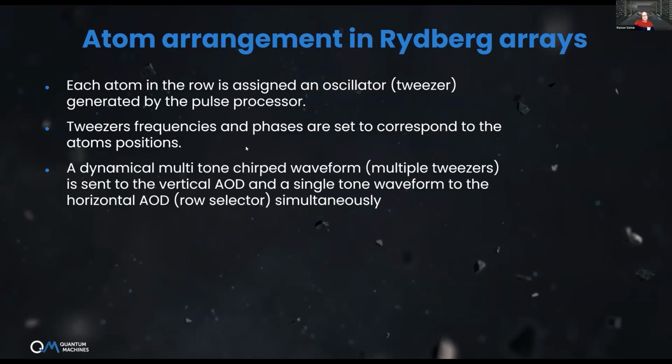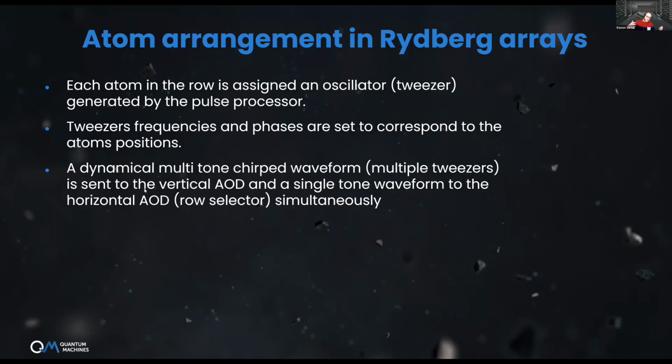we dynamically generate a multi-tone chirped waveform. We have the initial position of the atoms from the camera. We have the final position from a target set point that we want to achieve, typically the tightly packed quadratic array, but it doesn't have to be that, it can be any shape. And so the waveform is generated on the fly for all these multi-tone chirped waveforms. Each one of the cores of the pulse processor is chirped at a different chirping rate and with a different initial and final frequency.